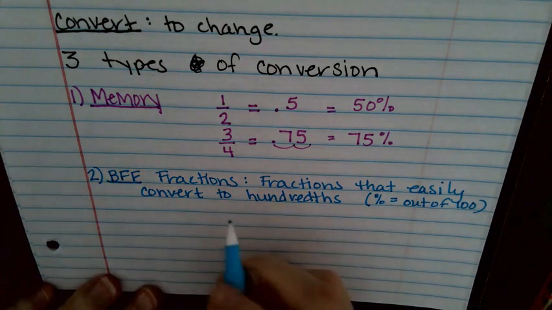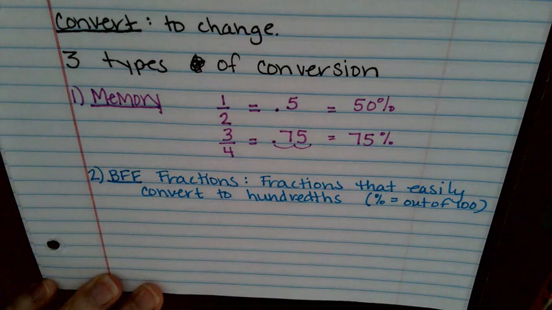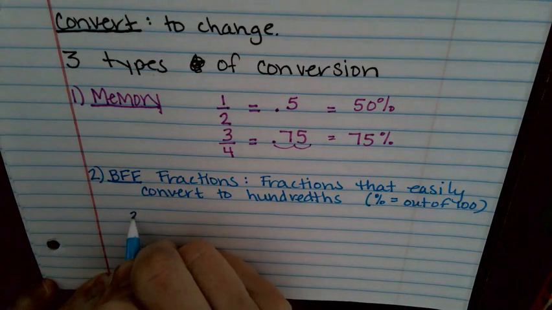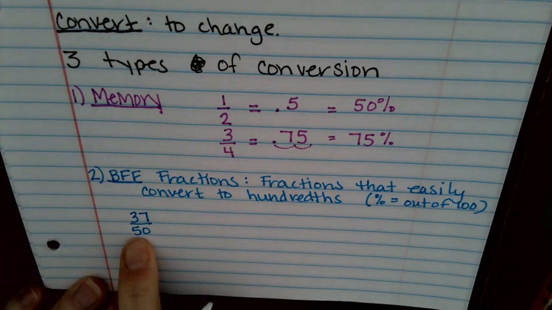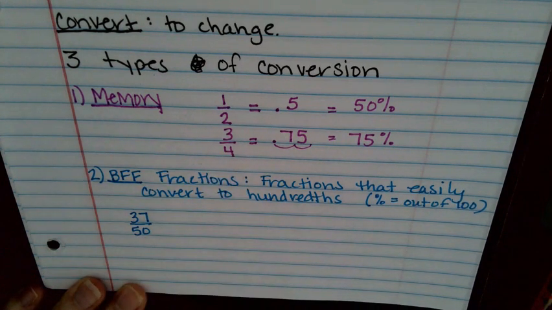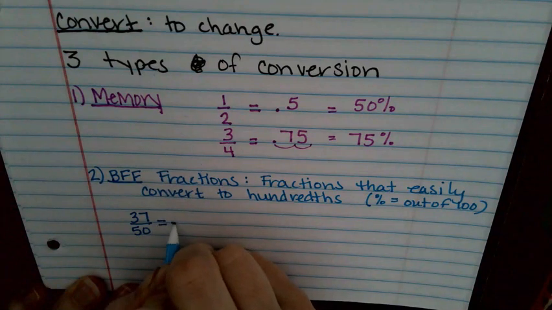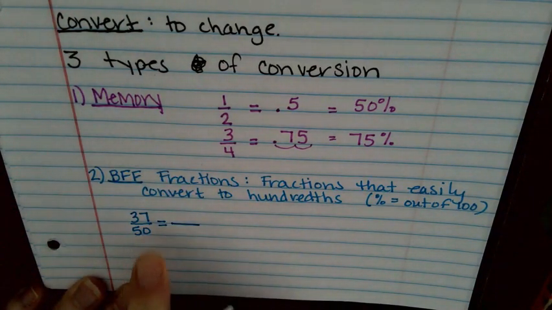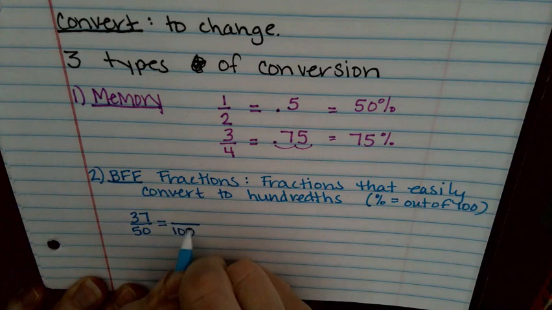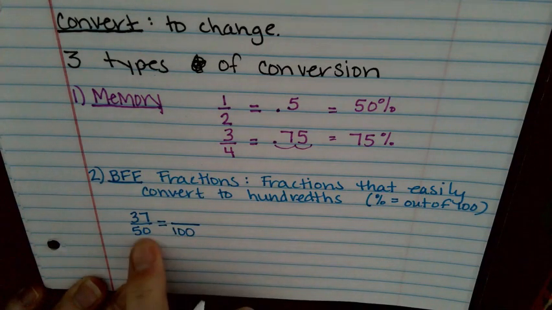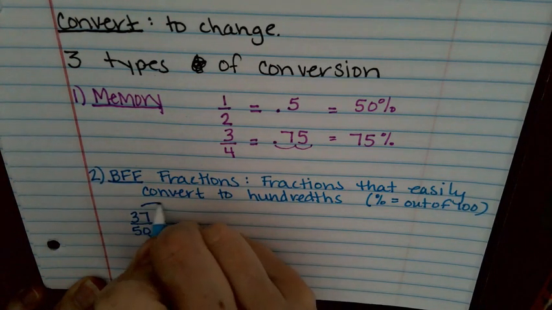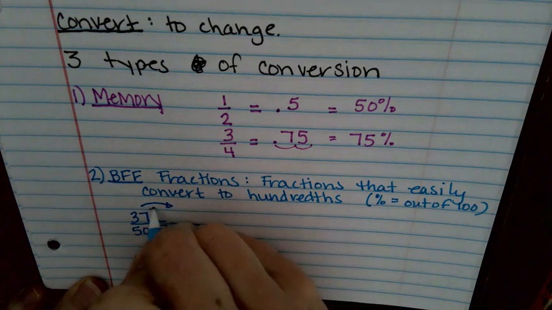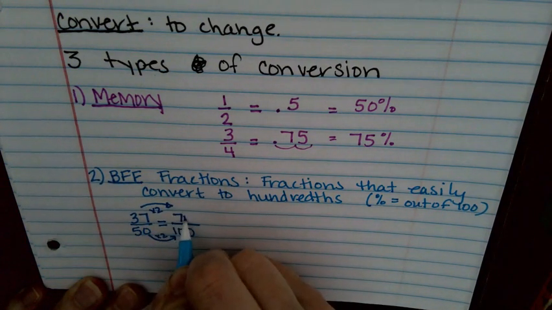Let me show you. Let's say that I had something like 37 over 50. If I want to convert this to a decimal, I'm looking at this going, yikes, this is not something that I've memorized. But here's something very cool. Watch. I can use what I know about proportions, and I can say, wait a minute, if percents are out of 100, I want to try to get my fraction to 100. So I'm going to multiply both the numerator and the denominator by 2 here, and I'm going to say that this is 74 over 100.